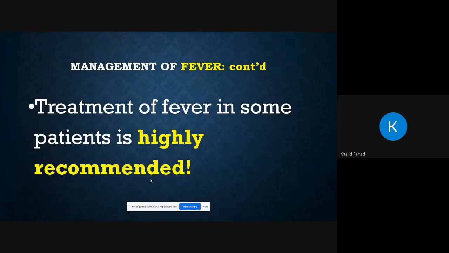And in a patient with, for example, respiratory disease, COPD, fever will increase the basal metabolic rate and increase oxygen consumption. The patient with underlying respiratory disease cannot compensate for this increase in oxygen consumption. So a patient with a respiratory or cardiac disease will be harmed by fever. So in these settings, fever should be treated.